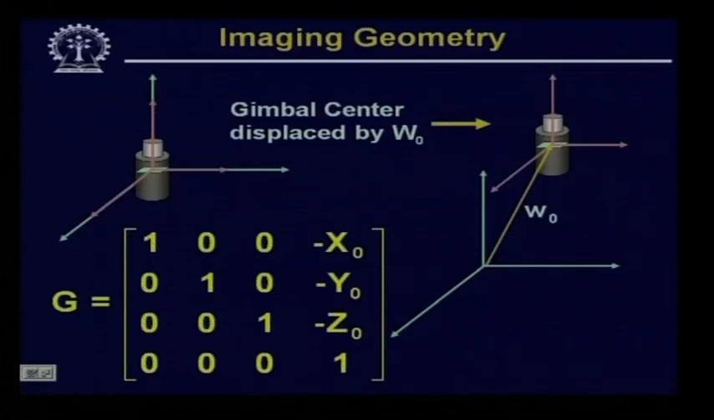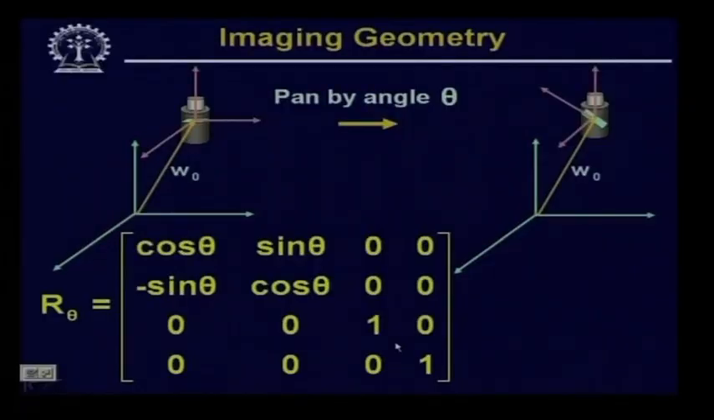So, this is a transformation matrix which translates all the world points by the vector minus x naught, minus y naught, minus z naught, and this transformation is now with respect to the camera coordinate system. The next operation, as we said, is that after this displacement we pan the camera by angle theta, and this panning is done along the z axis. When we pan along the z axis, the coordinates which change are the x coordinate and the y coordinate. The z coordinate value is not going to change at all.